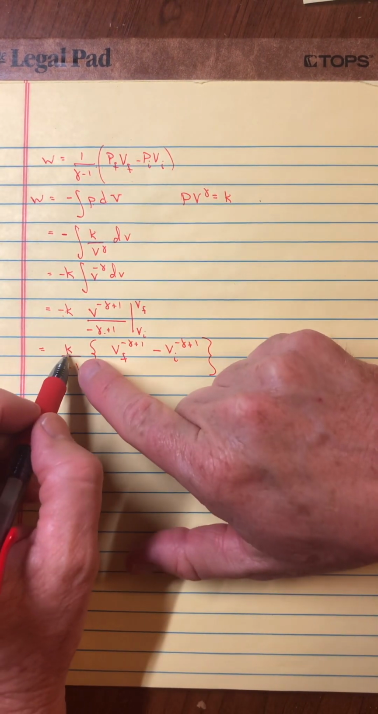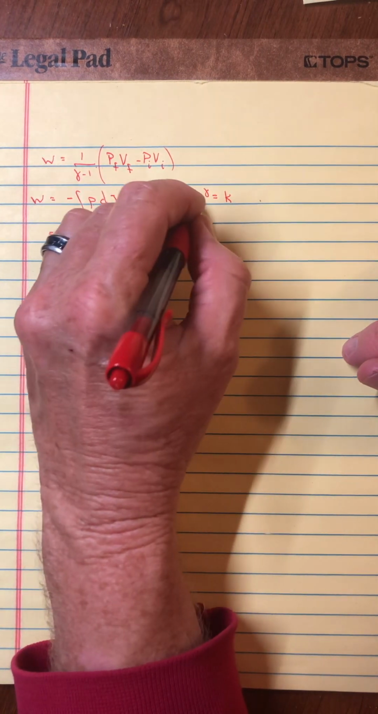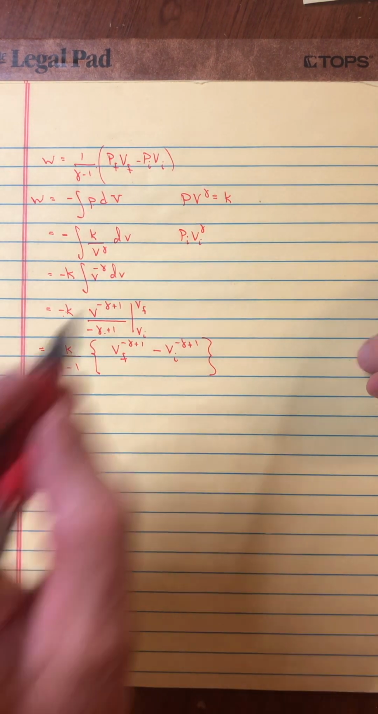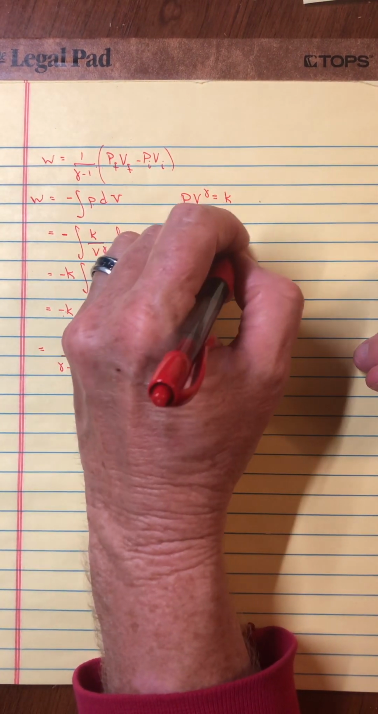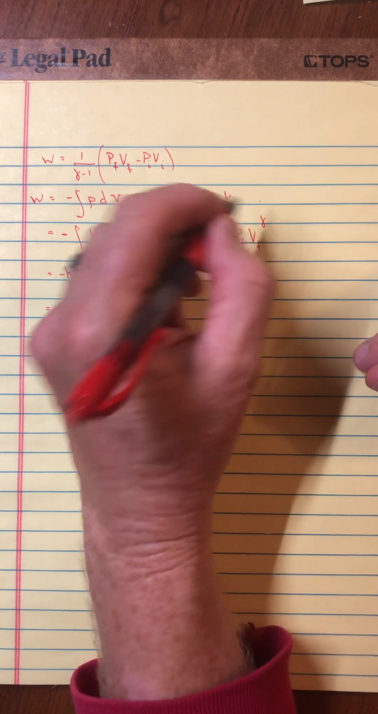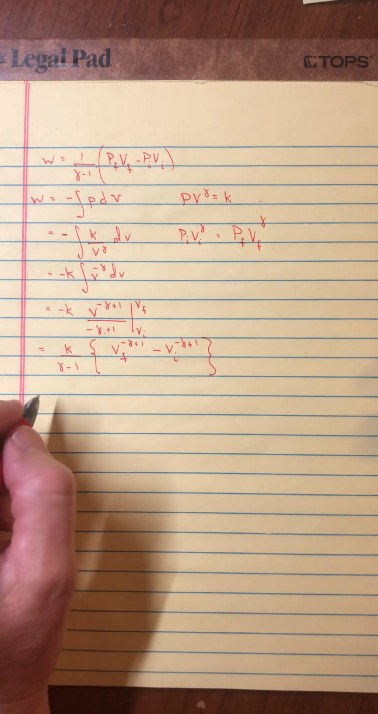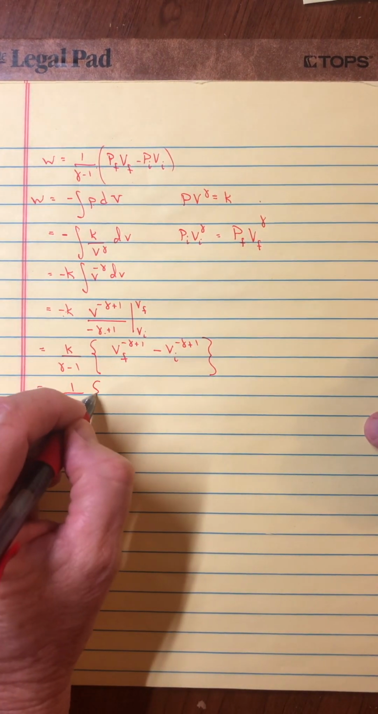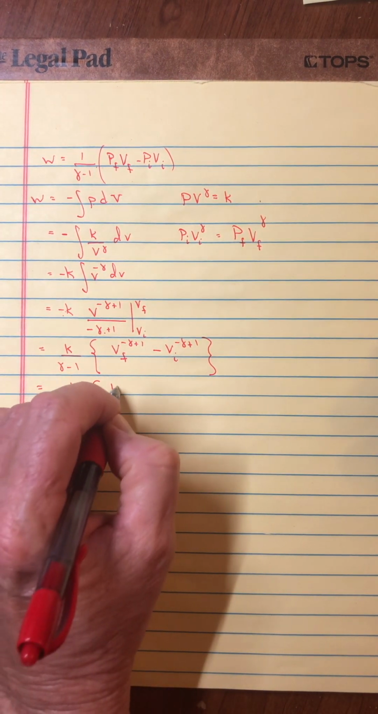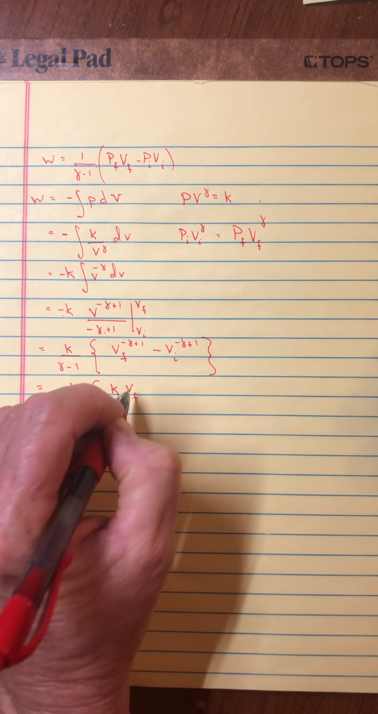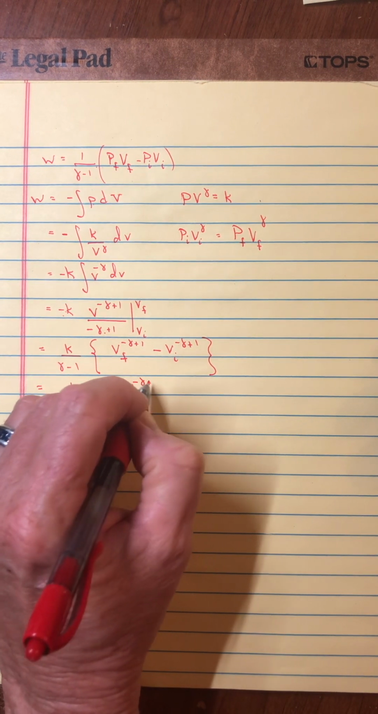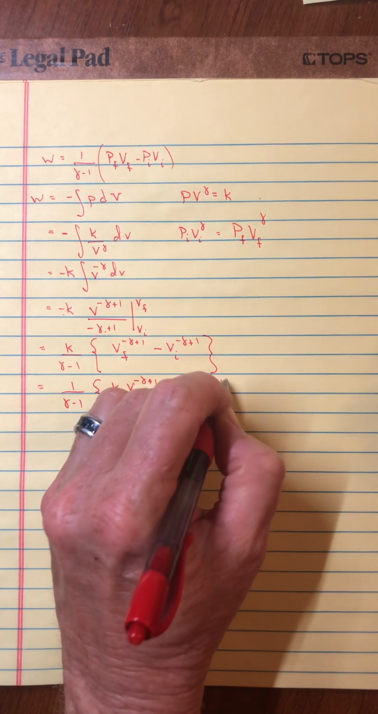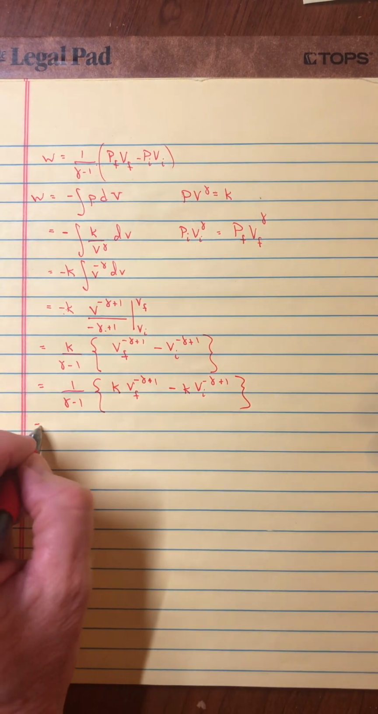Okay, now looking a little closer at this K, remember this is true for initial as well as final. The reason I say that, because if I write this as 1 over gamma minus 1, that looks a lot like this. And then here I can write this as a K times final volume minus gamma plus 1. And then minus a K initial volume minus gamma plus 1.